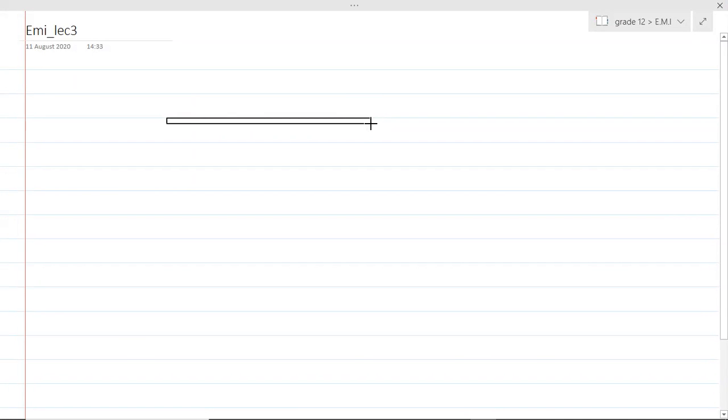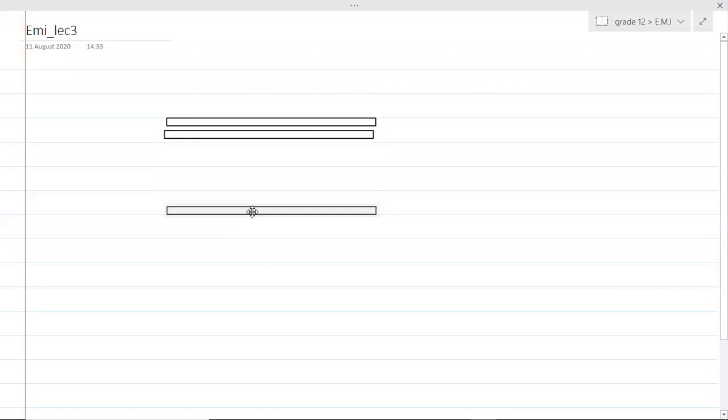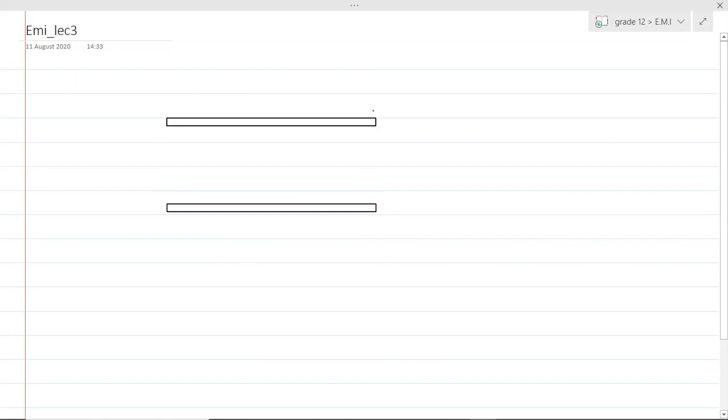Suppose there are two very long rails like this, which go on till infinity. Let's name these rails P and Q.